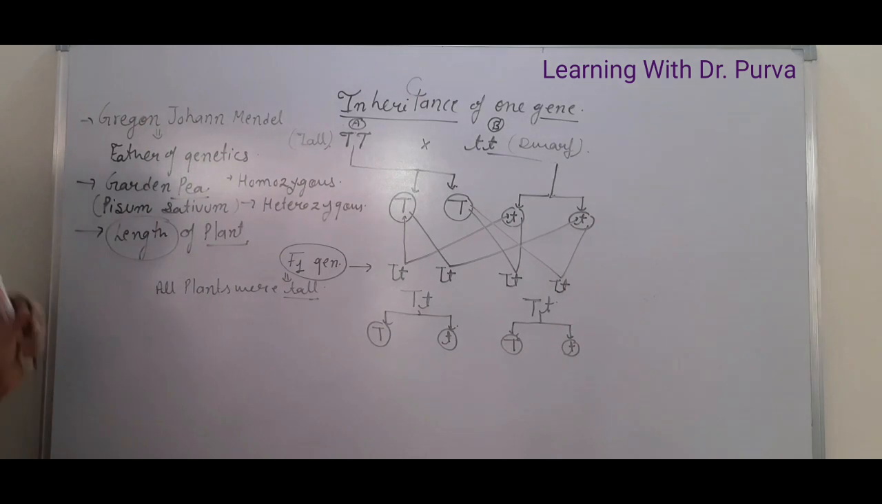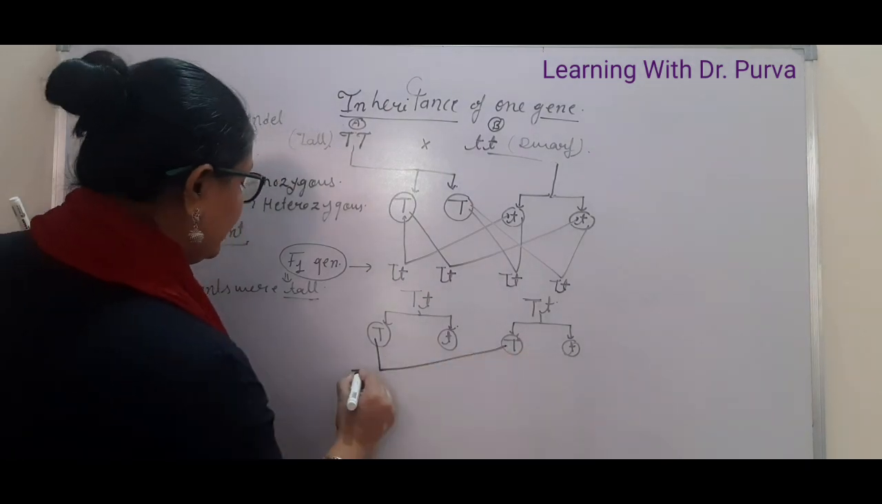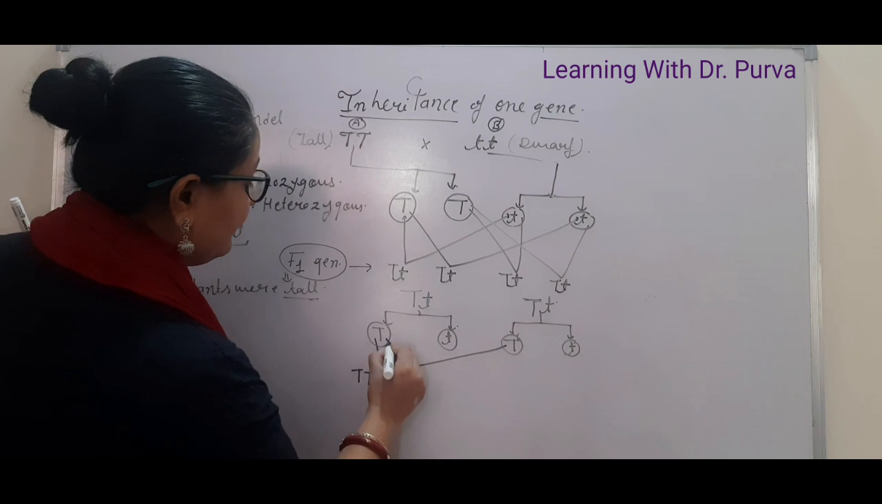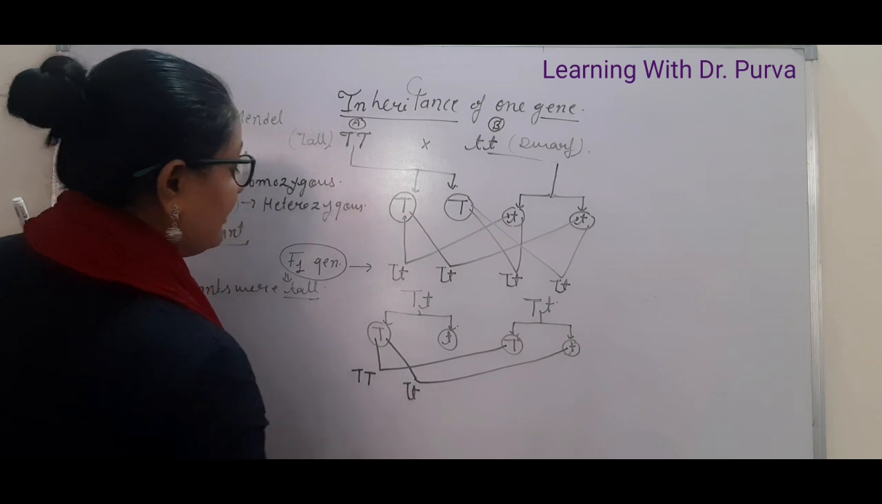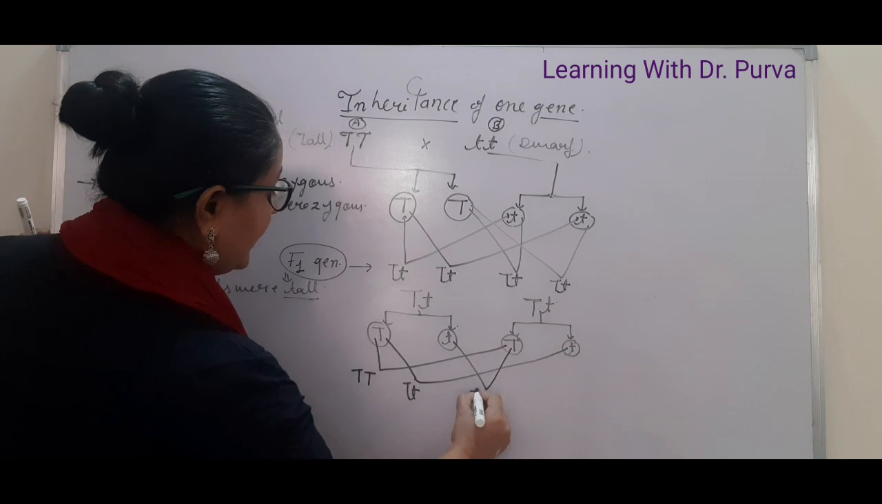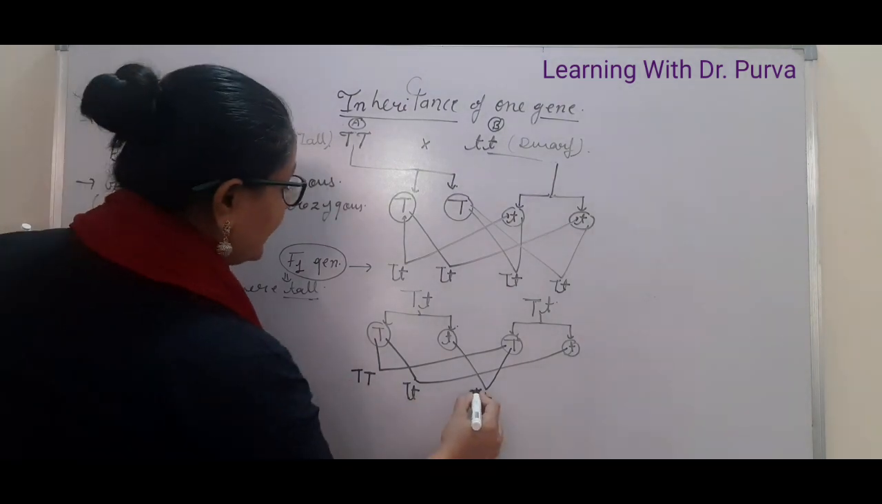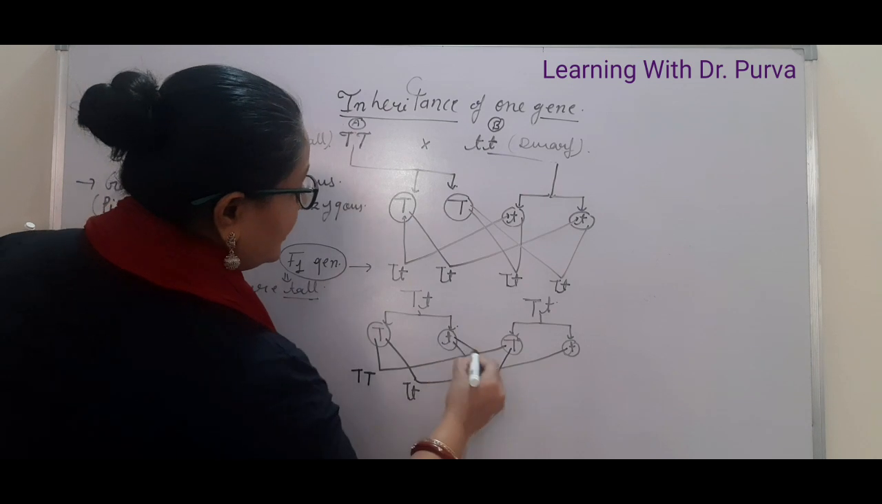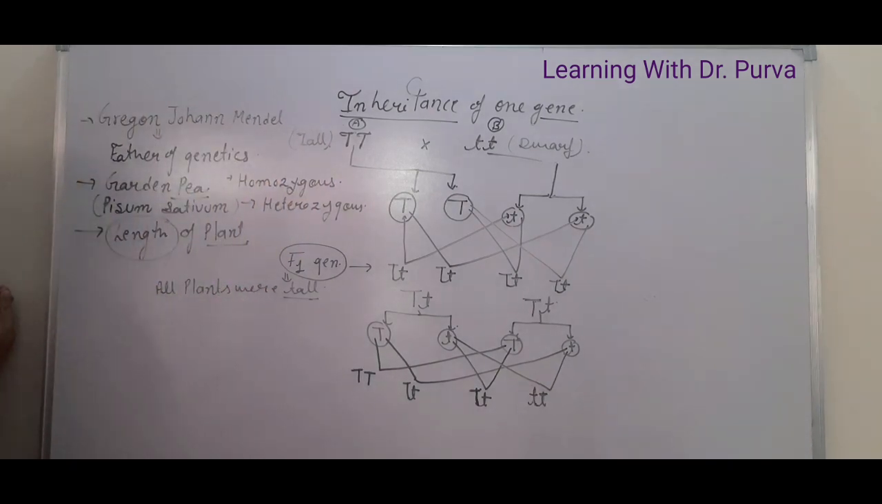Now the crossing, if we will cross it, then what we will observe, like this capital T will get fused with this capital T and will form capital T. This capital T will get fused with this small t and will form capital T small t. This small t will get fused with capital T and it will form capital T small t. I am writing capital T first because capital letters, or the dominant traits, are written first. Now this will get fused with this and this will form small t small t.